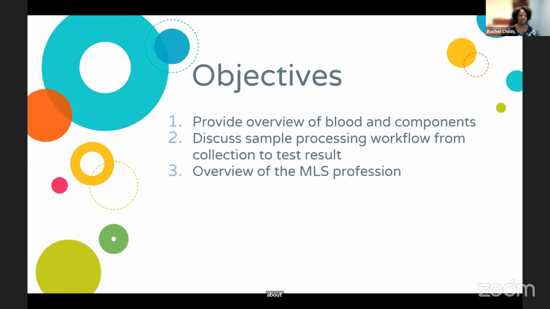About today. First, we're going to provide an overview of blood. What is blood? What are the components in blood? And what are the cells that are present in the blood? We'll also discuss sample processing, the workflow from getting that sample collected all the way to receiving that test result. And then we'll review a little bit about what medical laboratory science is and what a medical laboratory scientist would do in the hospital laboratory.